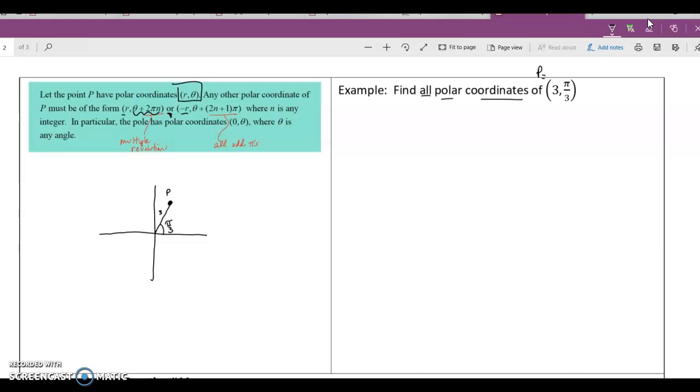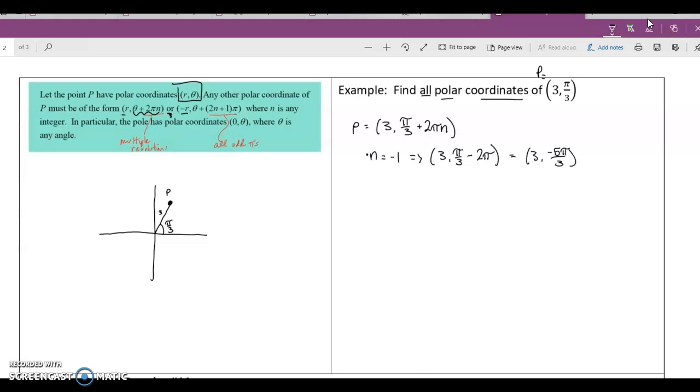But according to this, when we have P equal to 3 comma pi over 3, we can do plus 2 pi n. So what happens if n is equal to negative 1? When n is equal to negative 1, we get 3 comma pi over 3 minus 2 pi, and that gives us the point 3 comma negative 5 pi over 3.